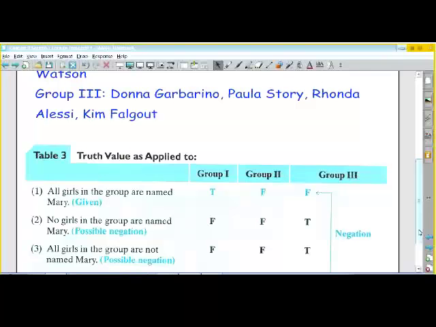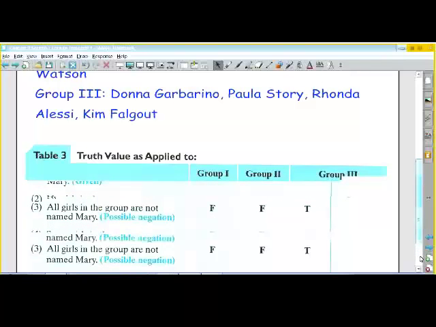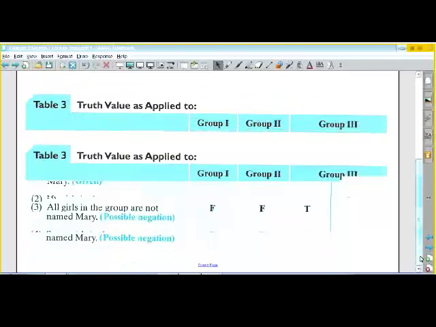The second one, all of the girls in the group are not named Mary. That's false because one of the girls in the group is named Mary. Only the last one is true because all of the girls in group C are not named Mary. So that's true. And again, the first and the last are opposite truth values, but for the second one, they're both false. So again, that is a possible negation, but it doesn't work. So the final one that works is some.